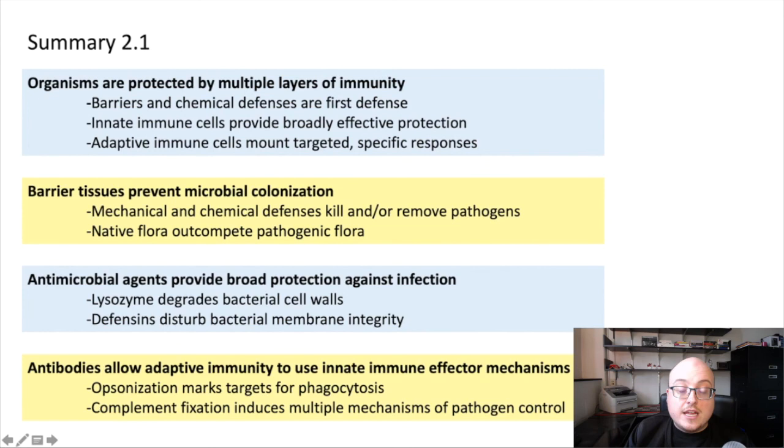And finally, another basic principle is that antibodies are really able to co-opt all of these processes, and these are a way that the adaptive immune system uses the effector mechanisms of the innate immune system to promote an immune response. So two of the things that we focused on there were that antibodies were very good at opsonization, marking their targets for phagocytosis by innate immune cells like macrophages, as well as by inducing the process of complement fixation, which, as I said, induces multiple mechanisms of pathogen control.